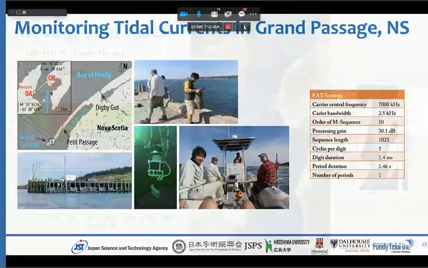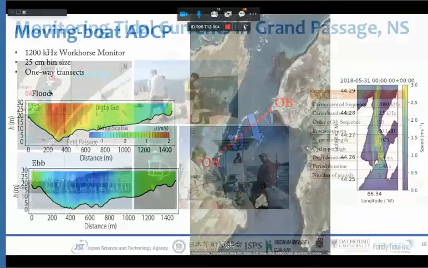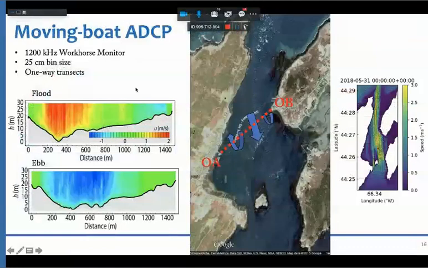First was to provide some reference data after installing the acoustic stations, one in OA, one in OB. We had 30 kilohertz and 7 kilohertz running in parallel. We had the Zodiac boat that you saw, but the currents were very, very strong. As a result, even though we tried to keep the boat on a straight path, we couldn't.